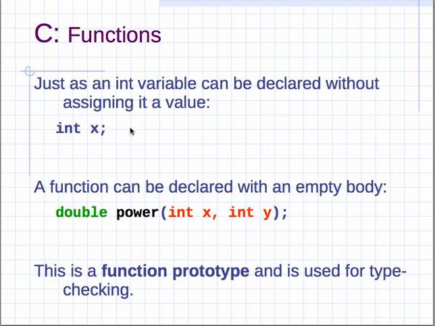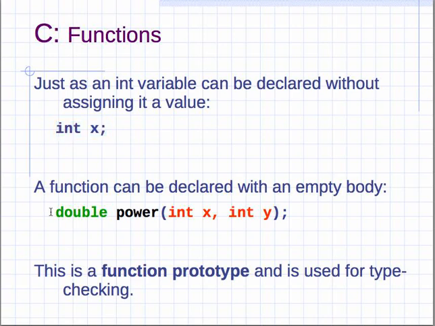Just as an int variable can be declared without assigning it a value, you can have int x, you can have any number of variables. Similarly, a function can be declared with an empty body. This is just like a variable named x, where all you say is that it has a certain type. We haven't really defined what's in that variable x.